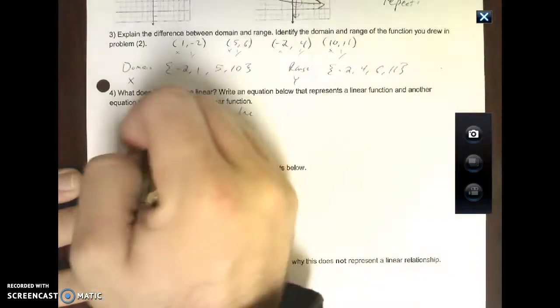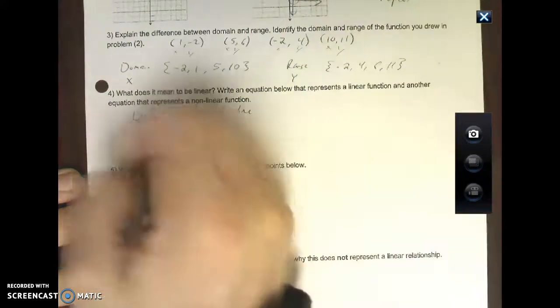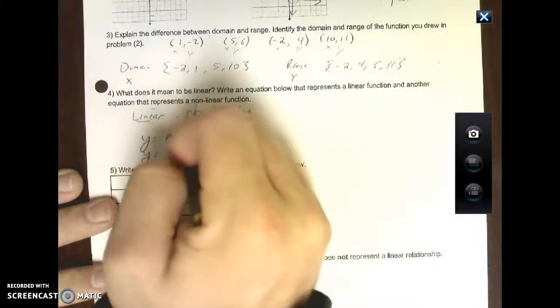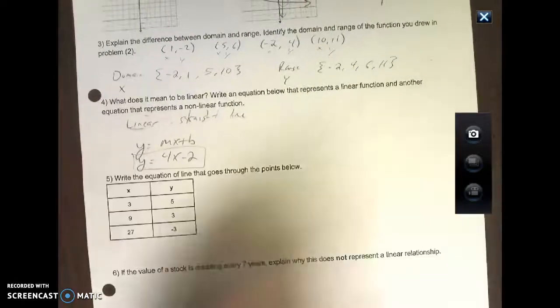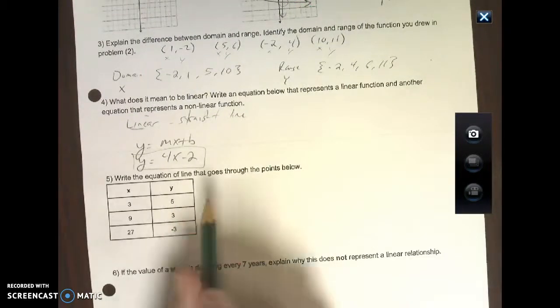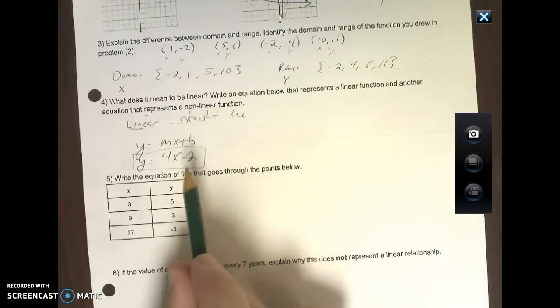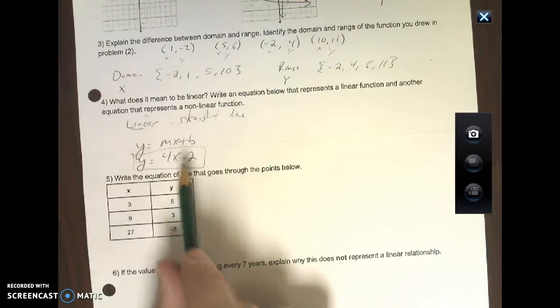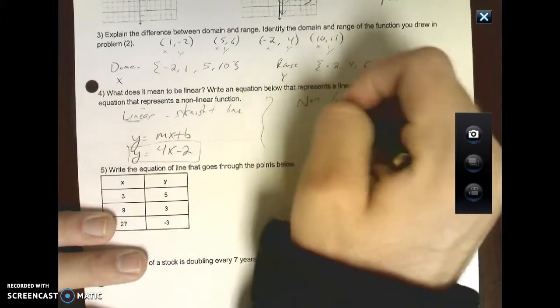So an equation that mimics this is something in the form of mx + b, something like y = 4x - 2. There's an infinite amount of these, but you have something times x plus something. The important thing is this: as long as you have an x or just a number, you have a straight line. Nonlinear is anything that's curved.